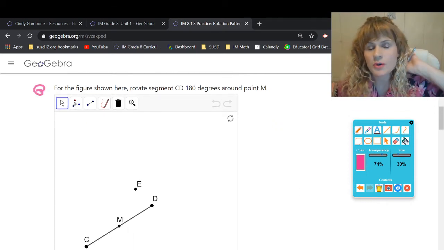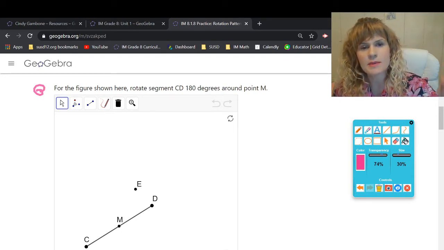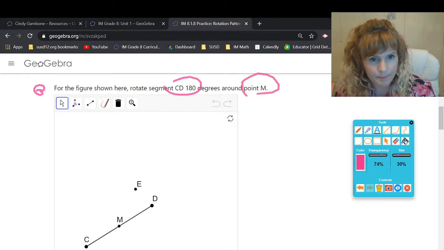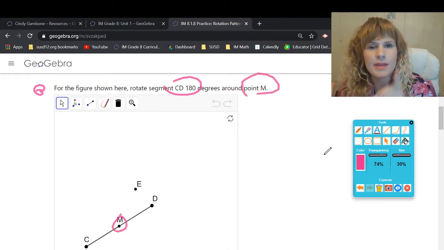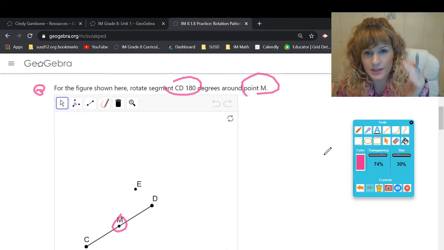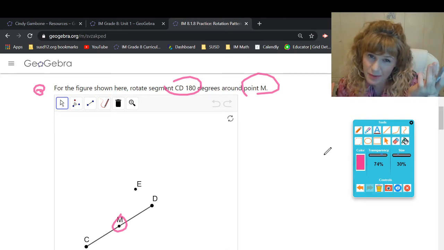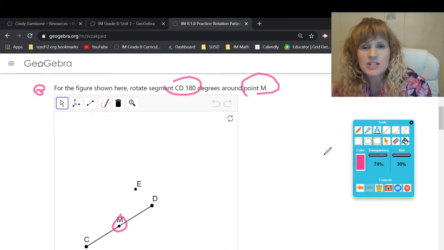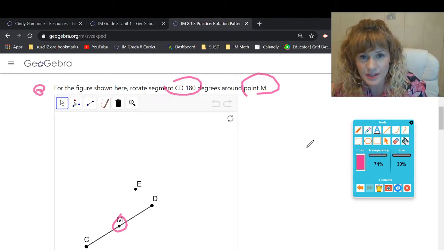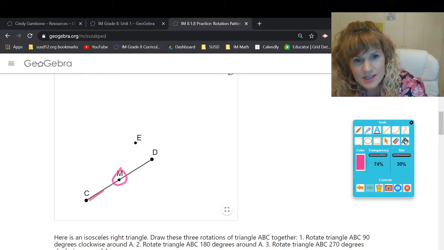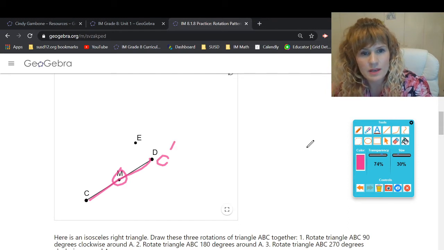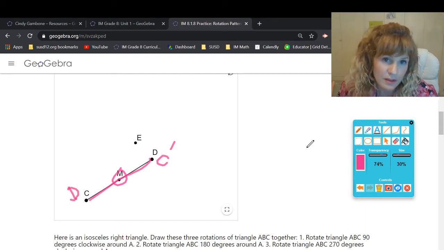For the figure shown here, rotate segment CD 180 degrees around point M. Point M is the midpoint. What happens when you rotate a line segment around its own midpoint? Do you remember? Well, it just reverses and it lays on top of the original figure. The image is on top of the original figure. C prime will be here and D prime will be here.